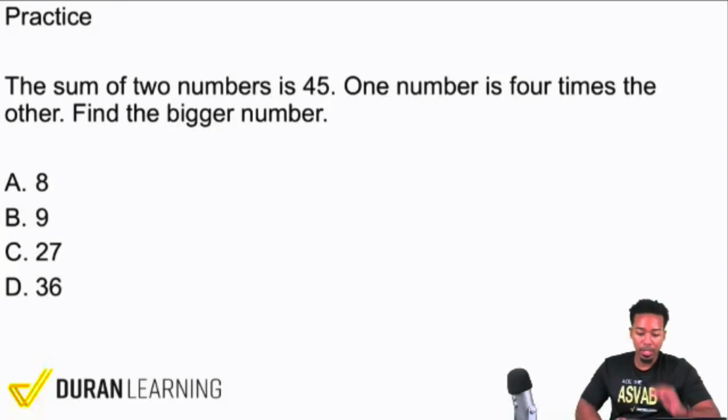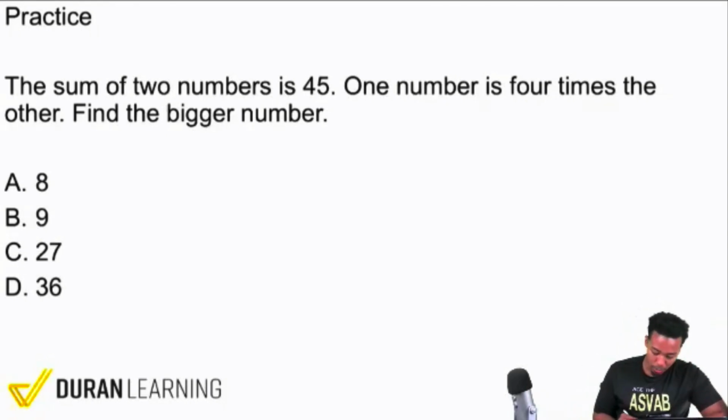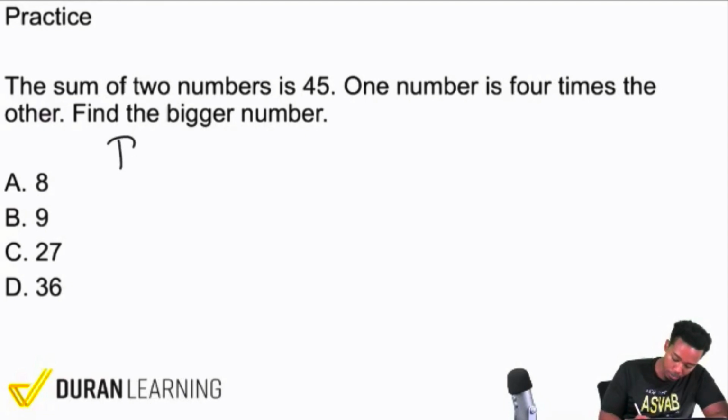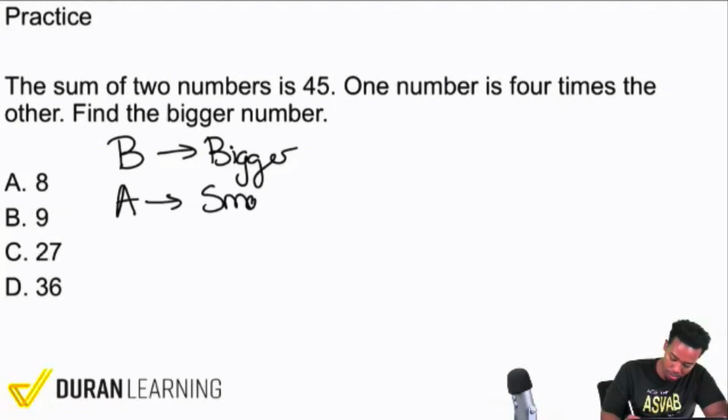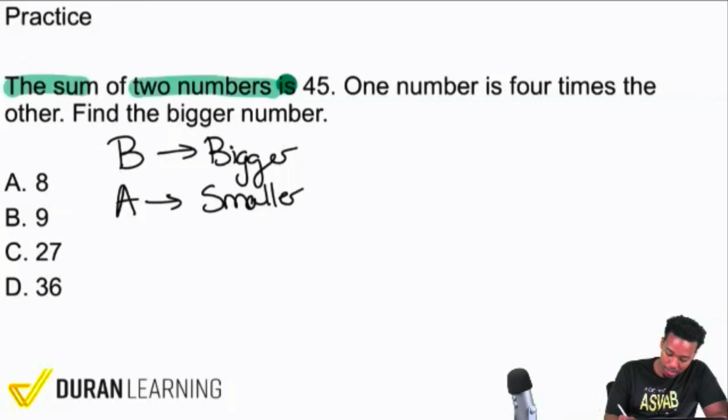So with that, here's what we got. We're trying to find the bigger number here. So I'll say A for smaller number, B for bigger. So I'll just say B is the bigger. A, I'll say smaller, since we have 2 numbers. So basically, long story short, we read it and we say, hey, look, the sum of 2 numbers is 45. So the sum of 2 numbers means A plus B, add those numbers, equals 45.